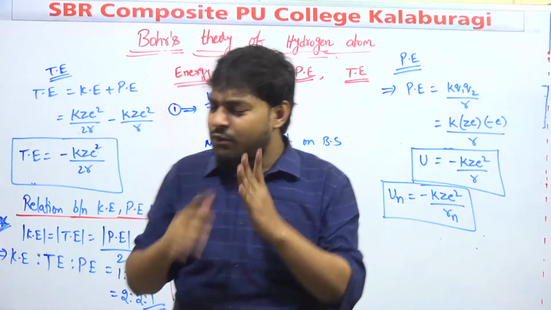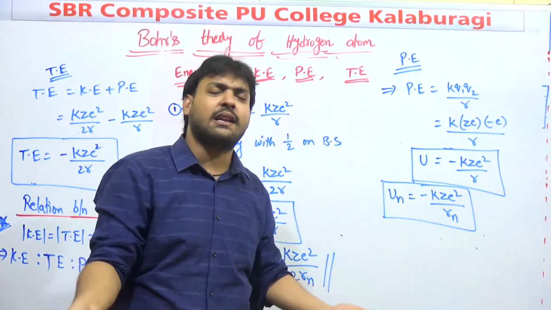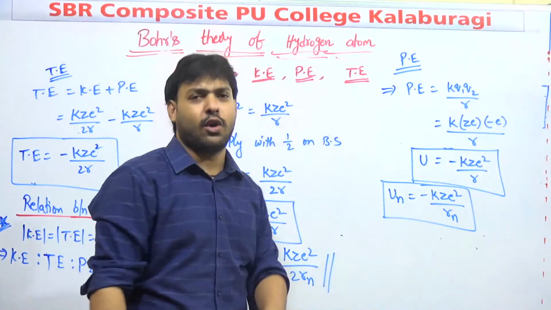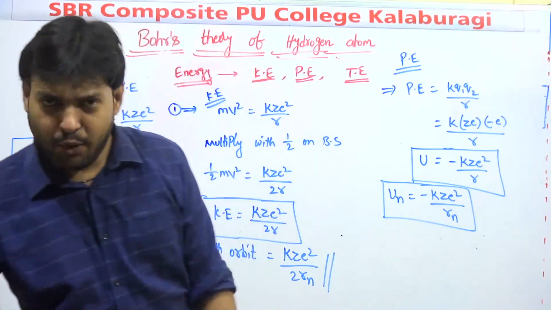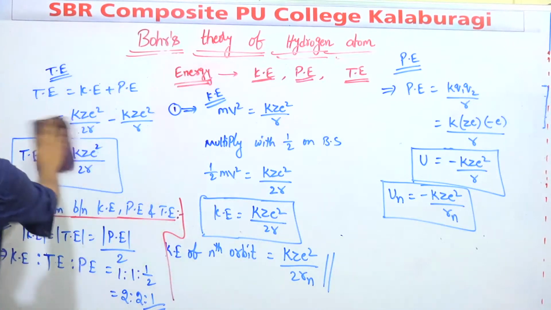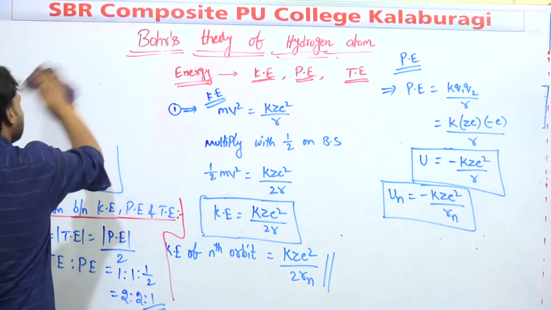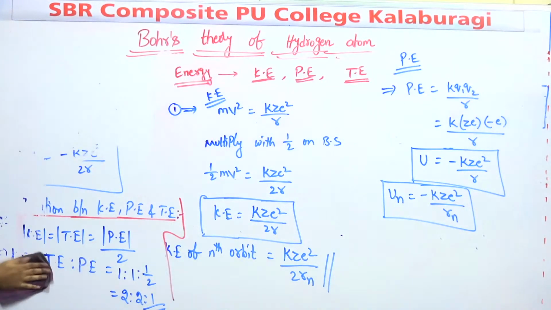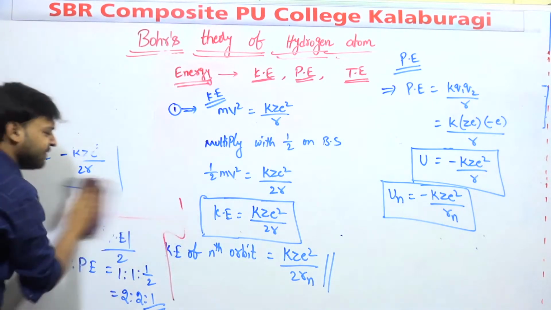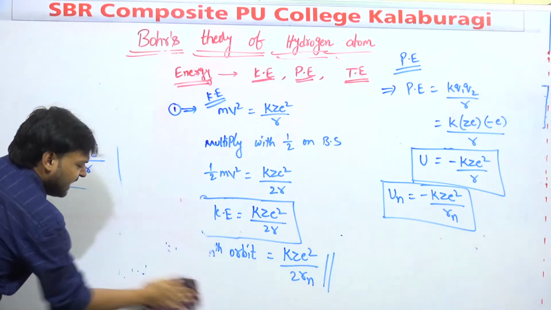Now, what is that energy? What is the wavelength of that energy? How to calculate that? All the things are set by Bohr. So now we will see all the things: what is the frequency of that emitted radiation, and what is its wavelength? Everything we will try to calculate.